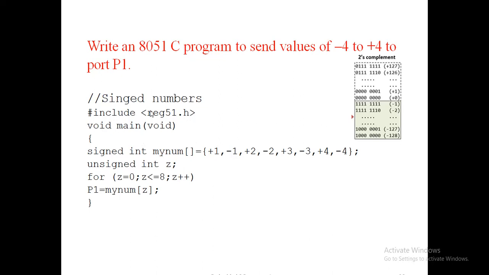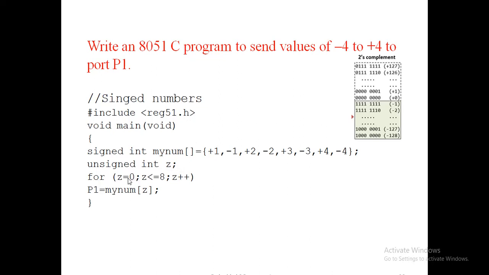Okay, the same include, void main, signed int, my num, it is an array. In that array, in the curly braces, I give the values. Now my num of 0 means this is the 0th position, my num of 1 means the first position, second, third, 4, 5, 6, 7. Now unsigned int z is a variable.